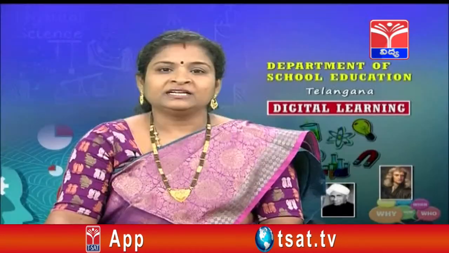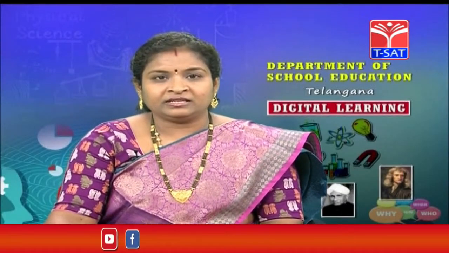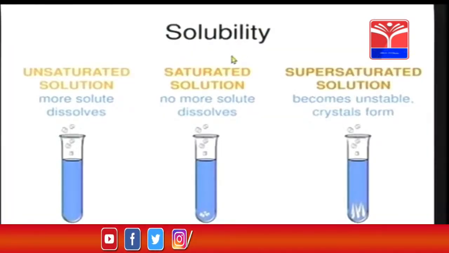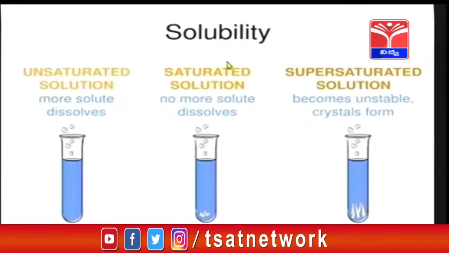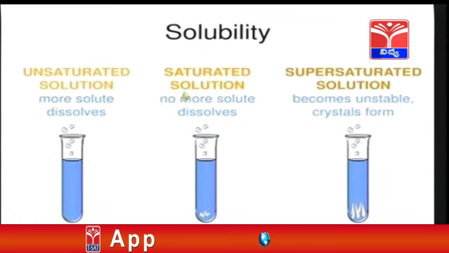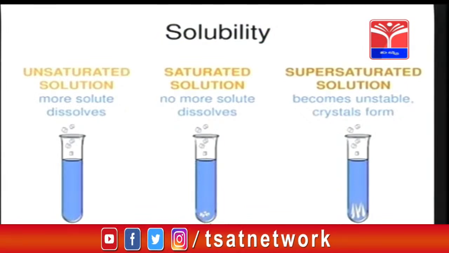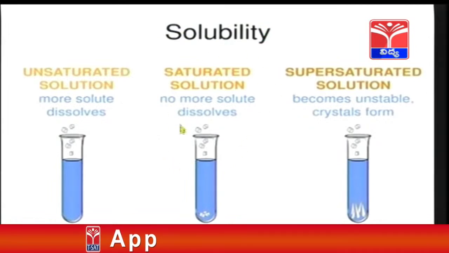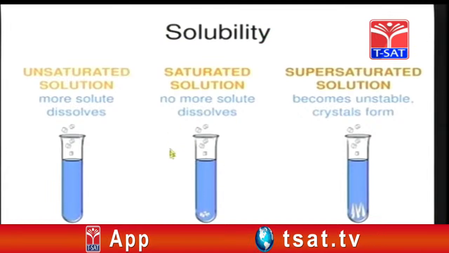Unsaturated means what? We know that solubility is the amount of solute present in the saturated solution. So saturated means what? It has a sufficient amount of solute particles in it. It cannot take any more solute particles. After some time you can see the solute particles keep settling down here. So solubility is the amount of solute present in this solution. No more solute particles can be added.